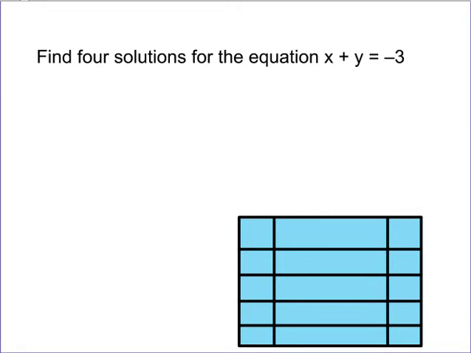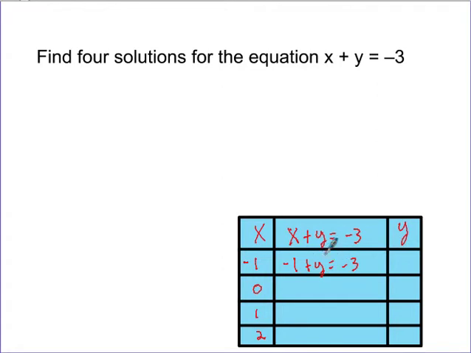The equations will sometimes look a little different than the last one. Again, we're going to find four solutions. So this is the x value. This is the y value. Write the equation in the center here, x plus y equals negative 3. I'm going to use the same four values for x: negative 1, 0, 1, and 2. And just substitute. Negative 1 plus y equals negative 3.